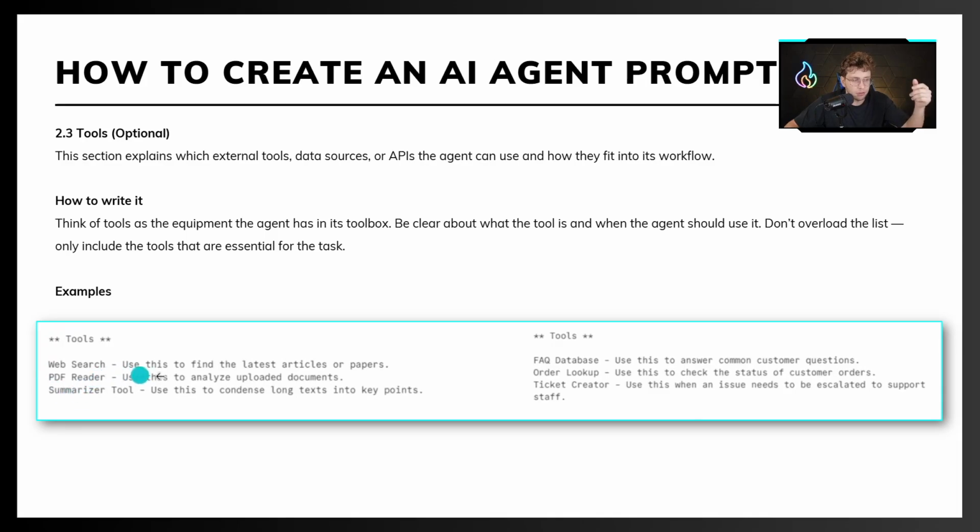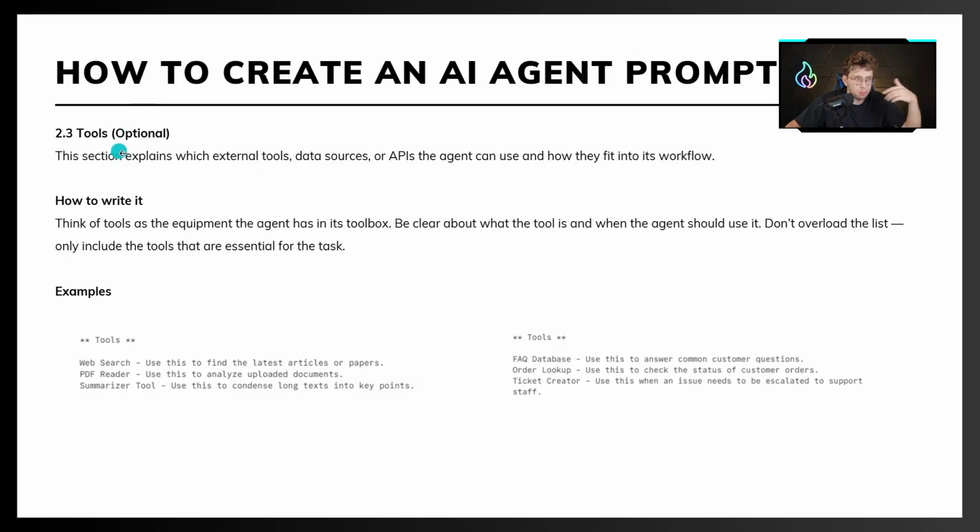You've got the web search, so use this tool to find the latest articles or papers. PDF researcher, use this to analyze uploaded documents, and so on. So you just describe the tools. If you have Google Sheets, just type Google Sheets, then use it to save the information. Simple as that. It's optional because not all AI agents will need it. Let's say you've got an AI agent that doesn't have tools, then you don't want to provide the tools category. That's why in the example previously we had only 4 components, not 6.